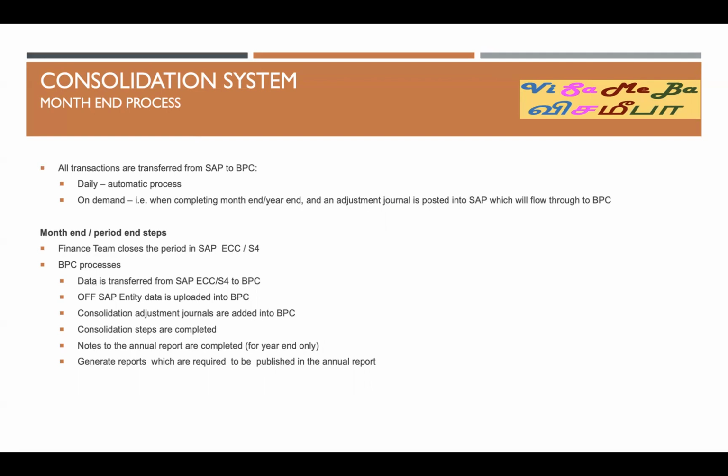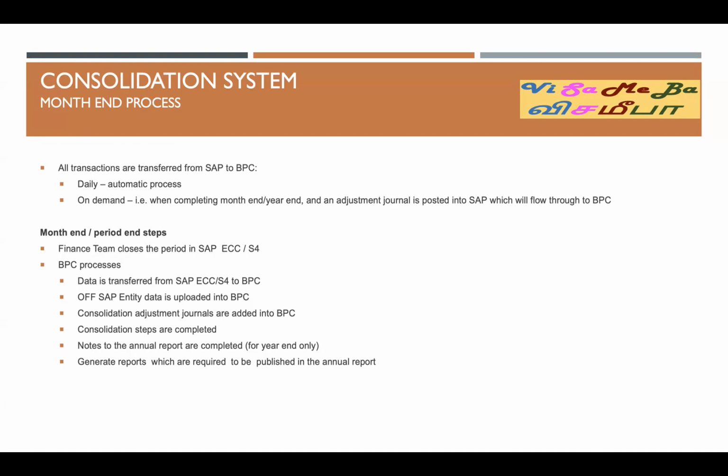Off-SAP are those company codes which are not yet on SAP and don't come through the route of the data being transferred or copied or loaded from ECC or S4 into BPC. So they don't follow that route. They follow a separate route because they're still not on SAP. And they will be uploaded as an Excel file or a CSV file into this BPC system.